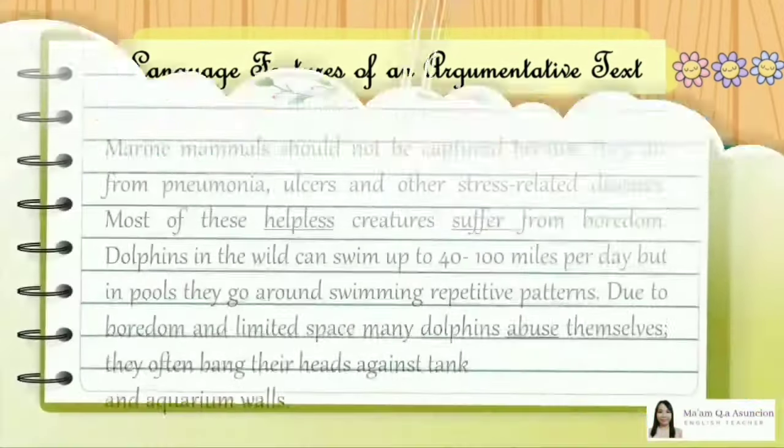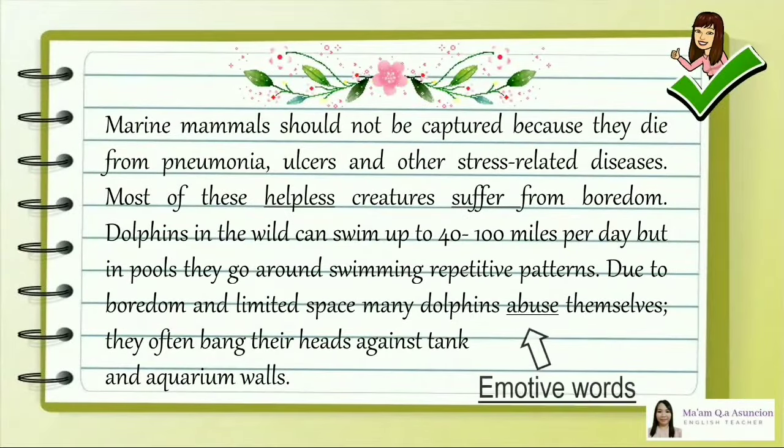This is an example of an argumentative with emotive words. Marine mammals should not be captured because they die from pneumonia, ulcers, and other stress-related diseases. Most of these helpless creatures suffer from boredom. Dolphins in the wild can swim up to 40 to 100 miles per day, but in pools, they go around swimming repetitive patterns. Due to boredom and limited space, many dolphins abuse themselves. They often bang their heads against tank and aquarium walls.